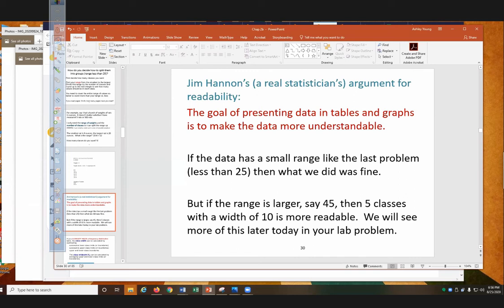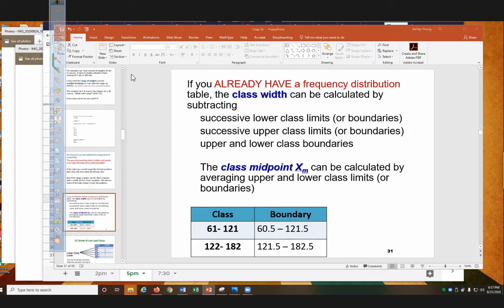Gavin, go ahead and read. If you already have a frequency distribution table, the class width can be calculated by subtracting successive lower class limits or boundaries, or successive upper class limits or boundaries. The class midpoint, xm, can be calculated by averaging upper and lower class limits or boundaries.